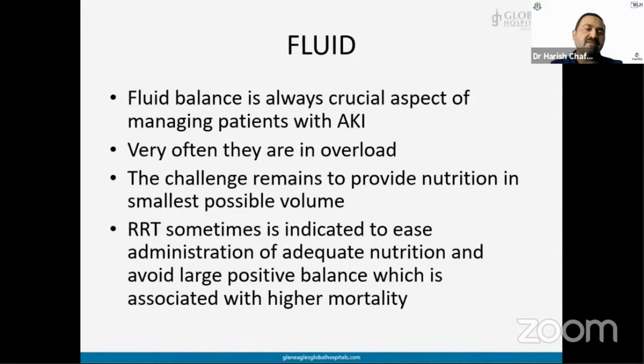To control the volume as well as nutrition is definitely a challenge, and I face this problem in and out in my clinical practice. And we had a discussion with Zamrud daily about how much volume she can provide from her end. That becomes a challenge. RRT sometimes is indicated to ease administration of adequate nutrition and avoid large positive balances, which is associated with higher mortality.